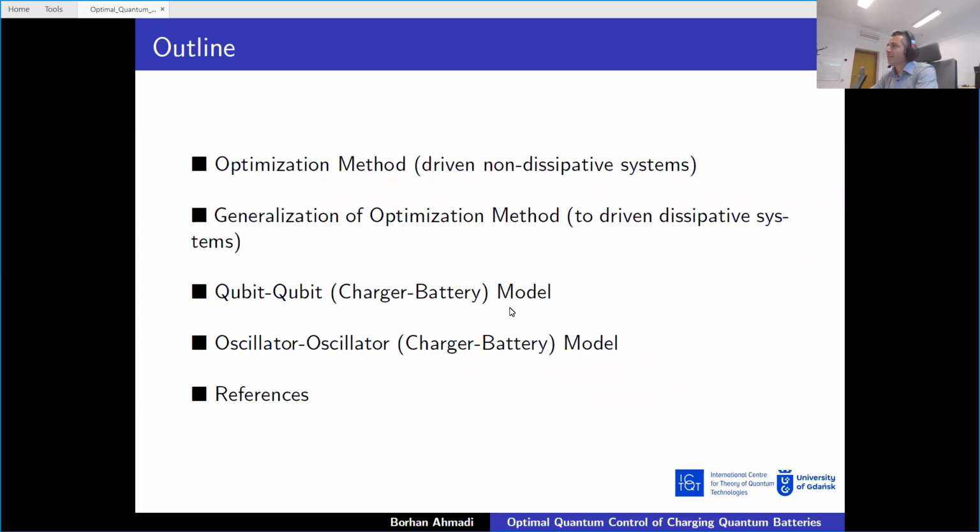Here's my outline. First, I introduce the optimization method for driven non-dissipative systems. Then I generalize it to driven dissipative systems. Then I apply it to charging of quantum batteries, first to the qubit model, and then the oscillator-oscillator model, and then finally the references.